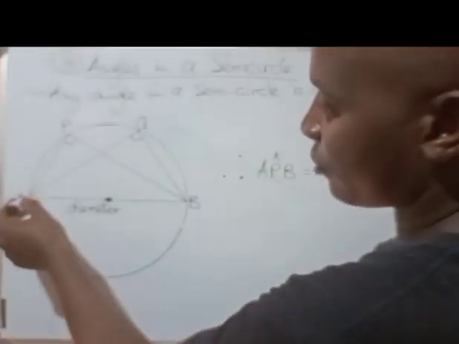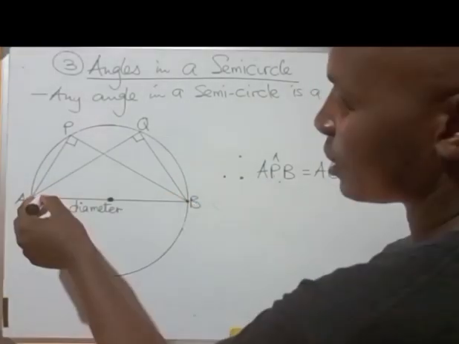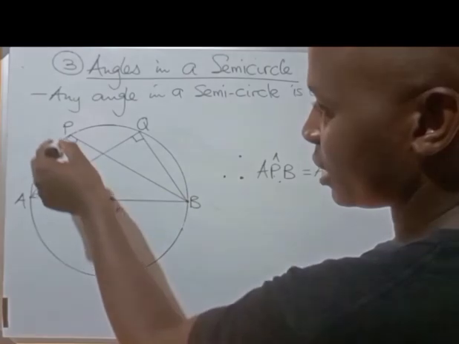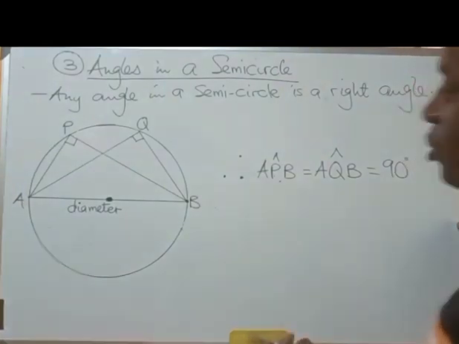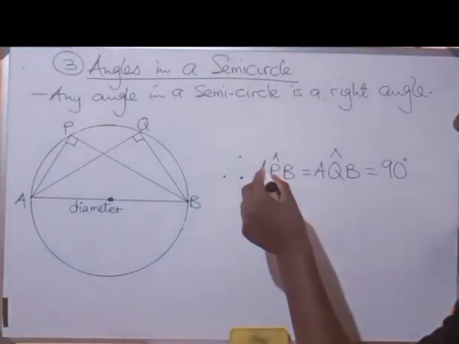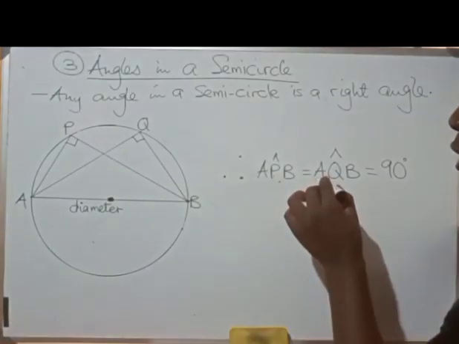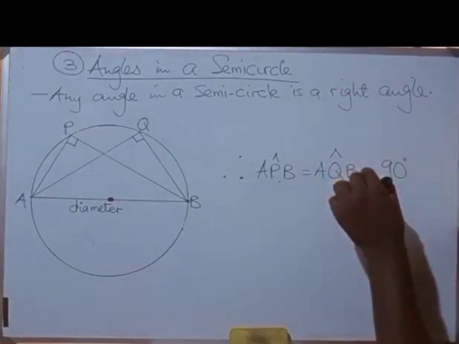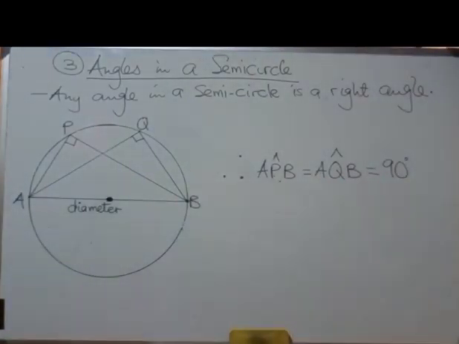So this is what we have, provided they are subtending at the diameter. So we have this angle there, which is 90 degrees, and that angle there is also 90 degrees. Therefore angle APB is equal to angle AQB, which is equal to 90 degrees. Both of them are equal to 90 degrees. Let's have one example.